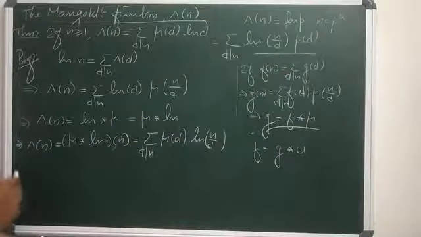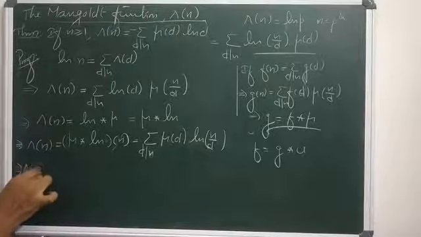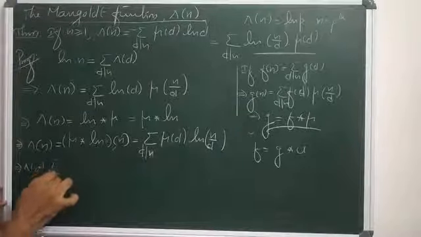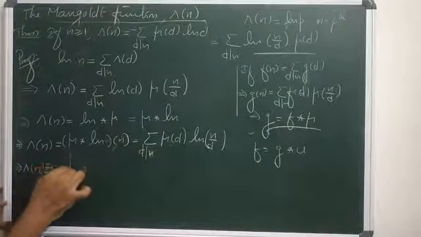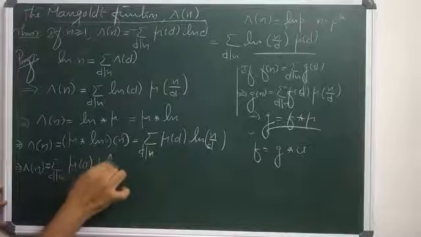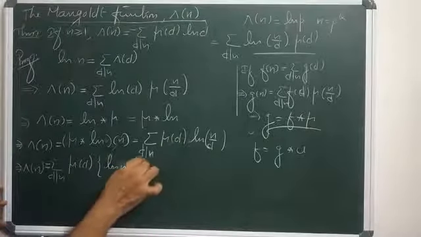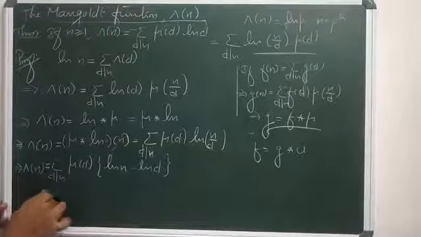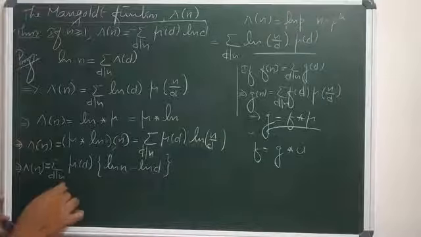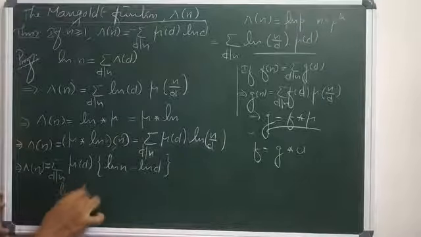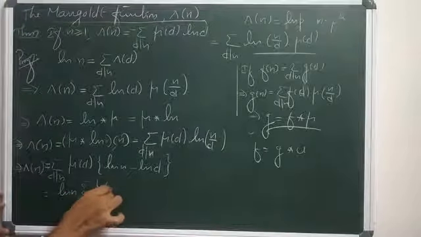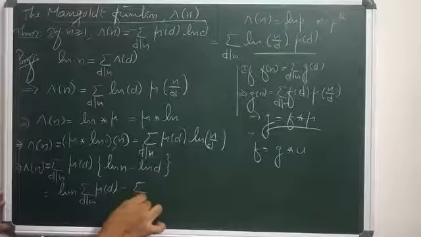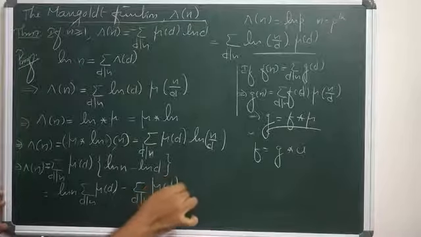Then we can use the property of logarithm. Λ(n) equals Σ_{d|n} μ(d) log(n/d). Log a/b means log a minus log b, so it is log n minus log d. That can be rearranged as log n times Σ_{d|n} μ(d), minus Σ_{d|n} μ(d) log d.